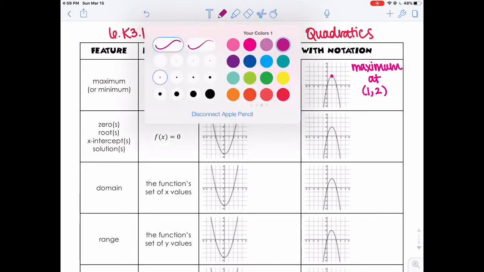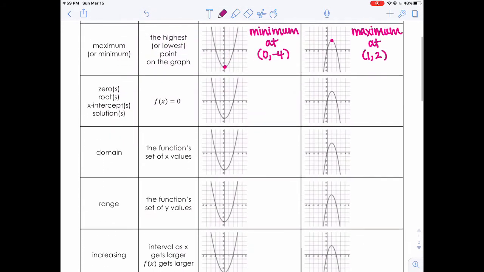Okay, next we're going to talk about zeros or roots or x-intercepts or solutions. So we've probably heard of these as intercepts before, but all of these names mean the same thing. This is on our graph at the location where y equals 0. So on your paper it says f of x equals 0. Remember that f of x is a fancy way to say y. And this is where the parabola crosses the x-axis.